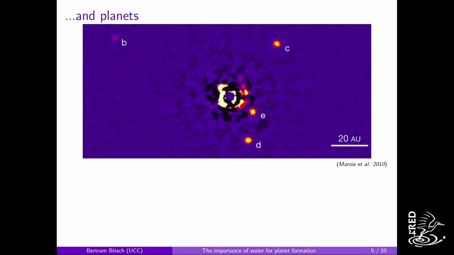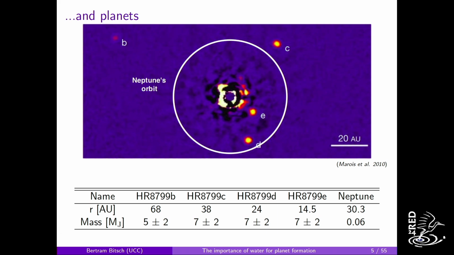On the other end of the spectrum, we can also observe the planetary systems. This is the HR 8799 planetary system. It has 4 planets, and it's one of the few directly imaged planetary systems. You see here the size bar of 20 astronomical units, so the system is actually gigantic. We overplot Neptune's orbit at around 30 astronomical units, and you see the outermost planet, planet b, sits at nearly 70 astronomical units.